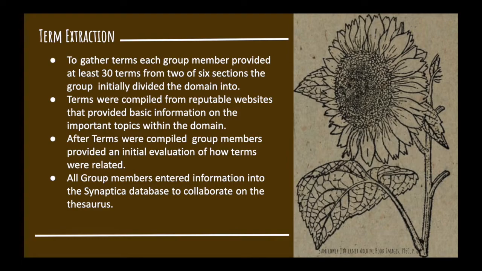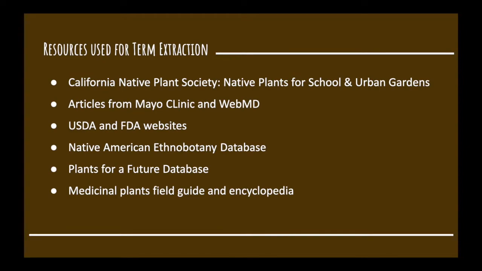To gather terms, each group member collected at least 30 terms from 2 of the 6 sections we initially divided our domain into. We compiled our terms from reputable websites that provide basic information on the important topics within our domain. After we compiled terms, each group member provided their initial evaluation of how the terms were related. Then, we entered information into the Synaptica database to continue collaborating on the thesaurus. Here are the main resources we used for term extraction.